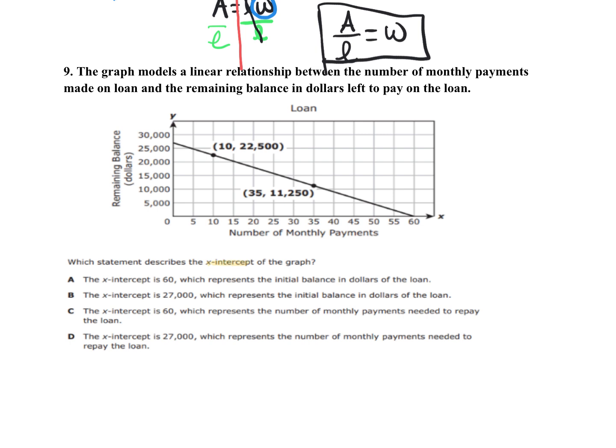So if we're talking about the x-intercept, I want to go to the x-axis. And the place where I cross this x-axis is right here. So my answer has to have a 60 in it. So if I look over here, it's not B, it's not D, because I need to have that 60. Now I'm going to keep reading the graph. The x-axis is labeled in monthly payments. So when I read A, the x-intercept is 60, which represents the initial balance. Nope, that's not what it says right there. But C says, which represents the number of monthly payments. So my answer is C.